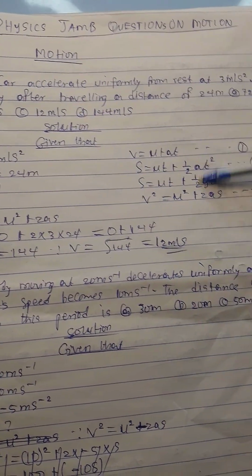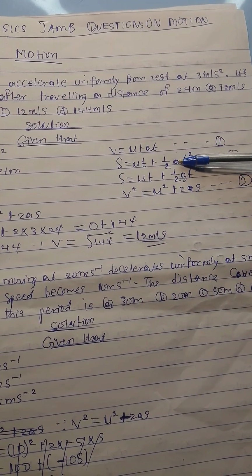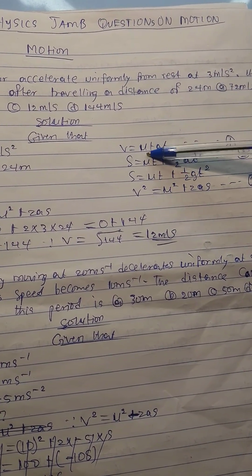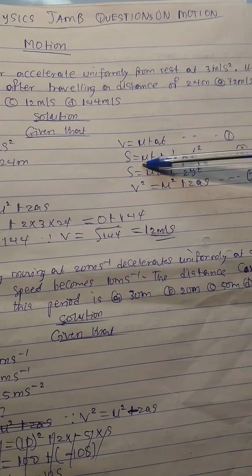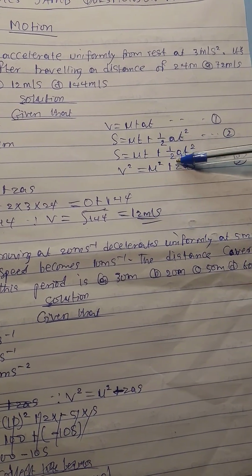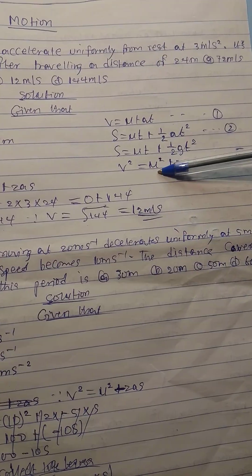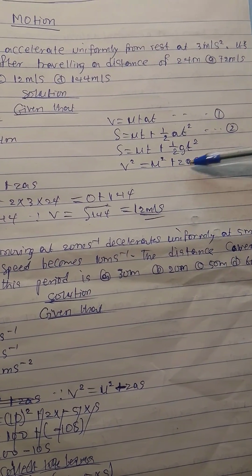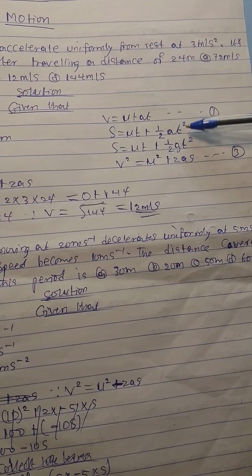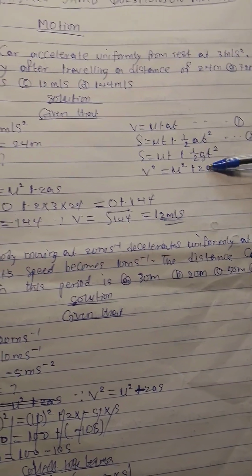Now, these are the equations of motion. We have v equals u plus at. We have s equals ut plus half at square. Also we have v square equals u square plus 2as. The main equations here are equation 1, equation 2, and equation 3. Okay. Now let's solve this question.